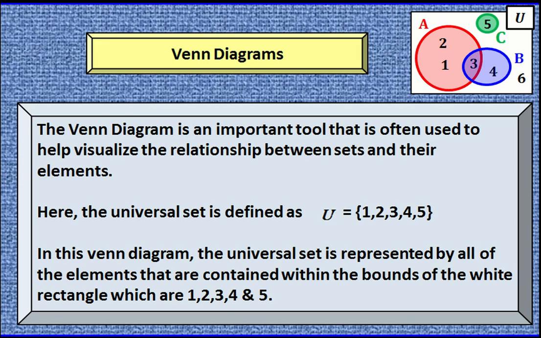The Venn diagram is an important tool that is often used to help visualize the relationships between sets and their elements. Here, the universal set is defined as the elements 1, 2, 3, 4, and 5. In this Venn diagram, the universal set is represented by all of the elements that are contained within the bounds of the white rectangle, which are the elements 1, 2, 3, 4, and 5.